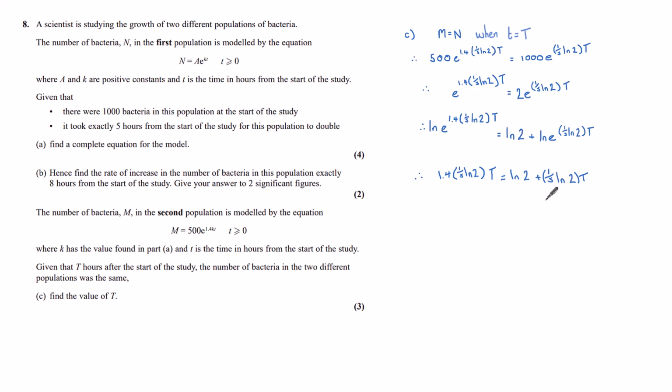If I subtract now 1/5 ln 2 T from both sides, I'm left with 0.4 lots of 1/5 ln 2 T is equal to ln 2. And so to find a value for T, I need to divide ln 2 by this 0.4 lots of 1/5 ln 2. And evaluating this on our calculator, we get an exact value of 12.5, which is our number of hours.